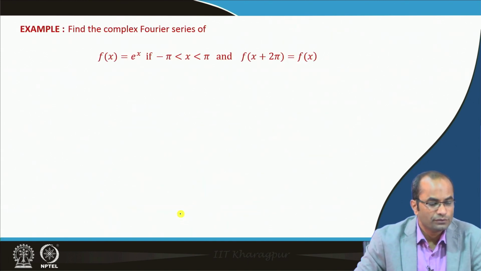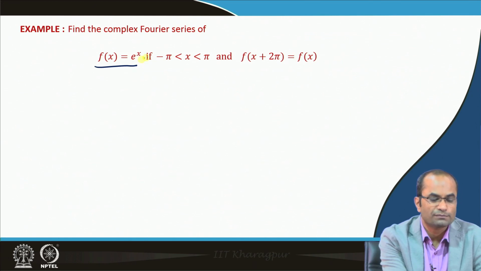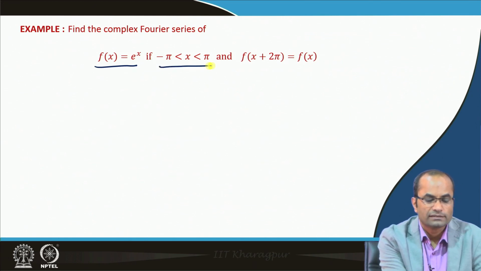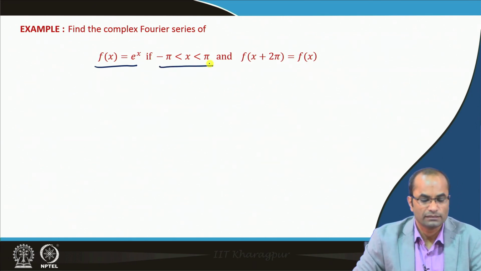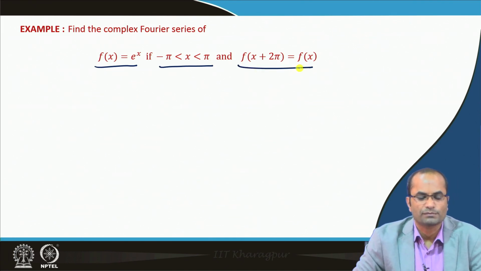Okay, so if you want to find, for example, the complex Fourier series of the function f(x) equal to exponential x, where x lies between minus pi and pi, and then it is periodic. So, we can say f(x plus 2 pi) is equal to f(x).